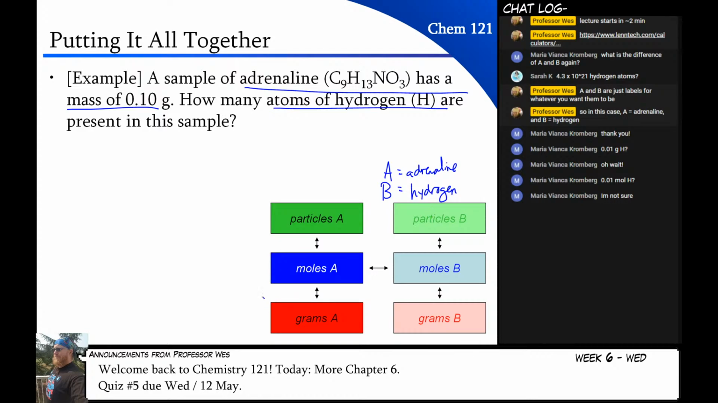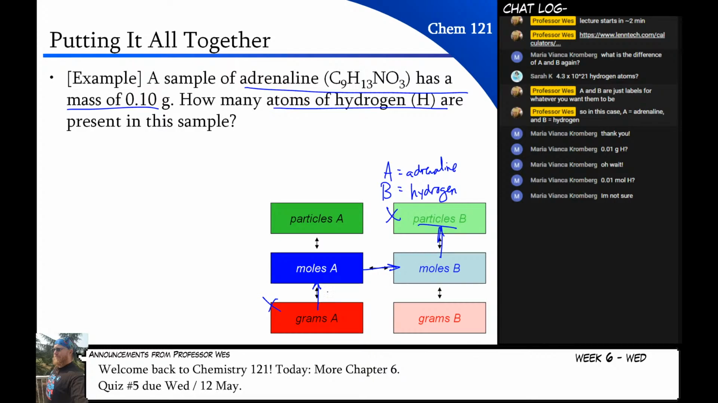I gave you a mass, so we'll start here. And I want to find how many atoms of hydrogen are in the sample, so that would be here. Remember, particles is sort of just a term to use for all of them together. Atoms, molecules, formula units, they're all particles. All right, so now we know our paths. We're going to go like this, then like that, and then like that.